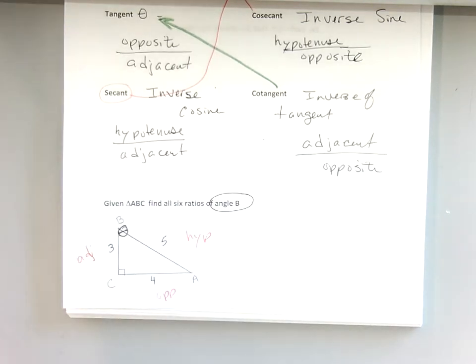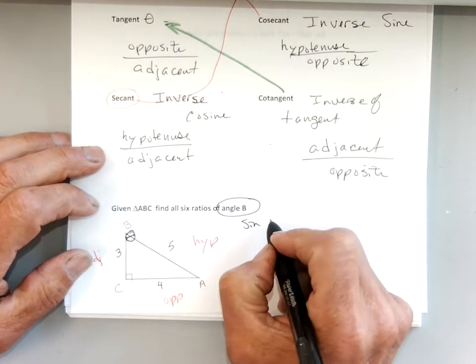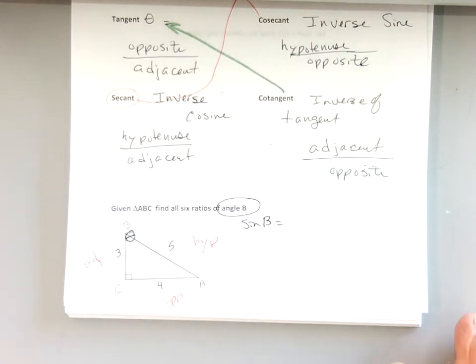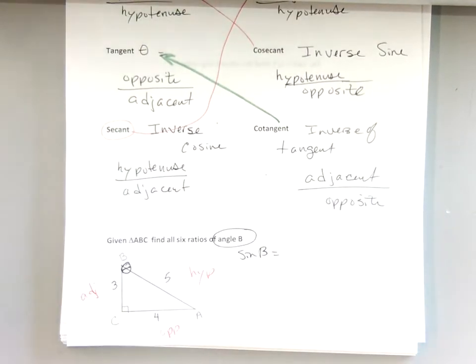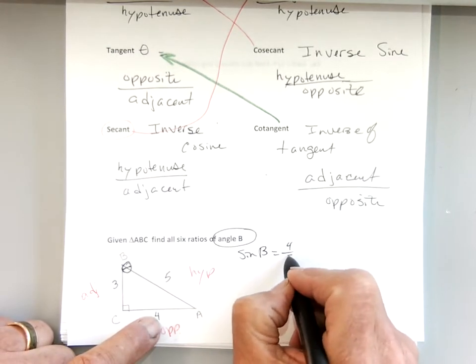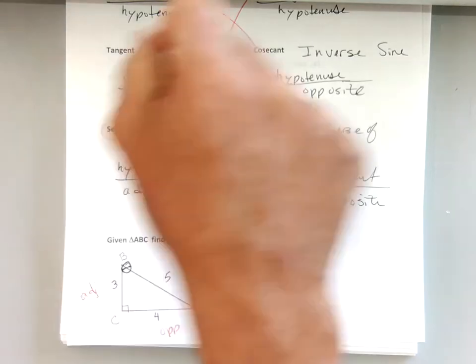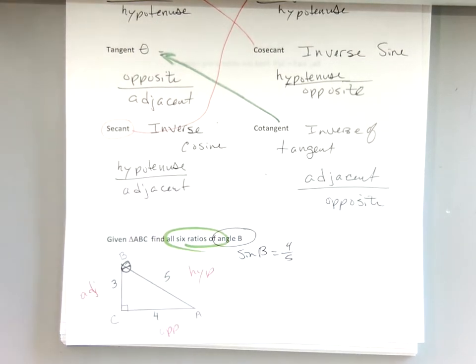So we want all 6 trig ratios. So let's start with sine of B. Okay, sine of B. And if we look up on the board or we look in our notes, we know that sine is the opposite over hypotenuse. So it's just 4 over 5. That's just all we want. Because we want all 6 ratios. So when you say ratios, I'm looking for the fractions. Ratio is just a fancy word for fraction.